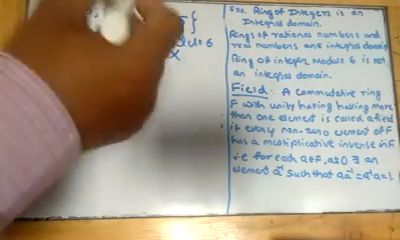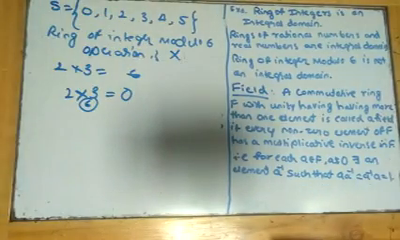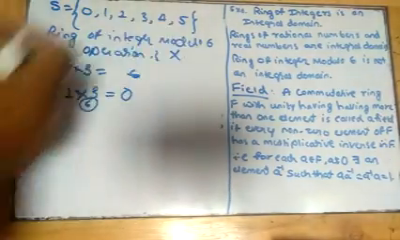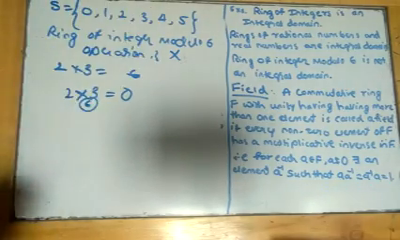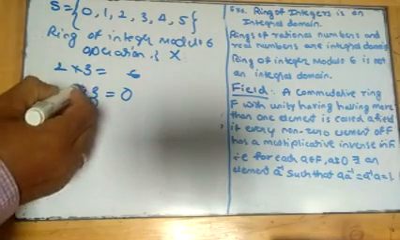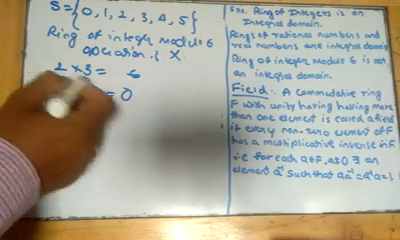So like that, this is a ring of integers modulo 6. Now take any two elements, say 2 and 3. Here the operation is multiplication modulo 6. Now if you multiply these two, what will we get?